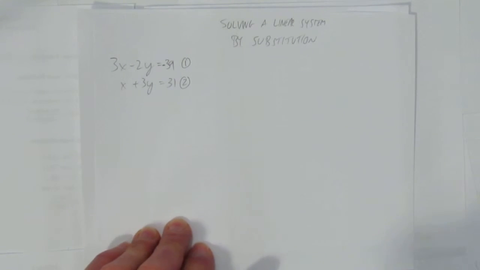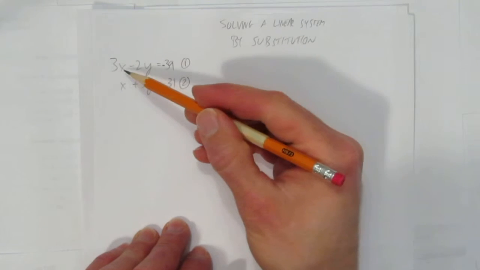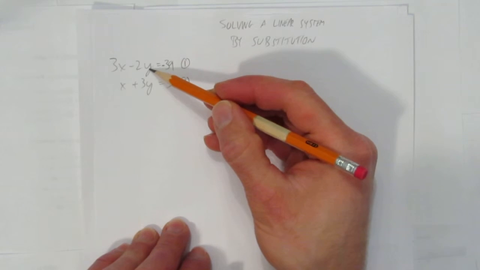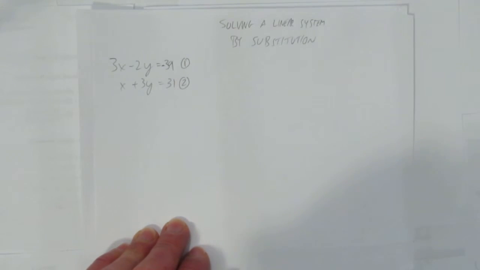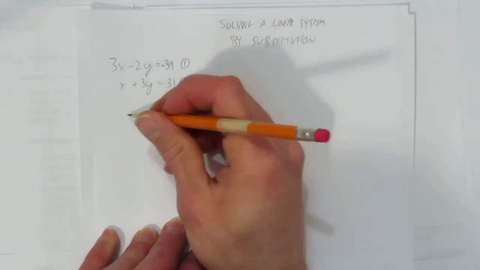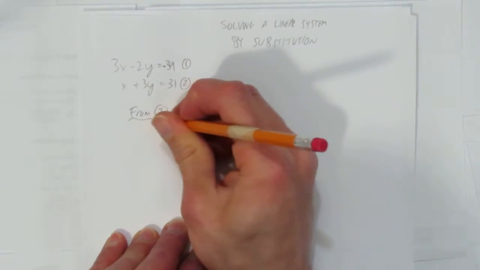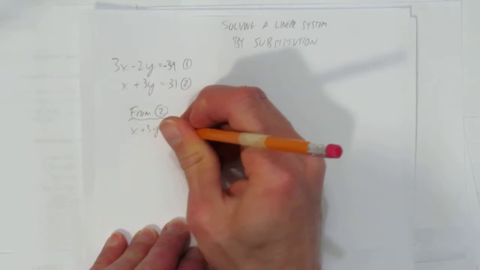In order to do substitution, you have to get a variable by itself. From any of the equations, you could get x by itself here, or x by itself here, or you could get y by itself here, or y by itself here. You have four choices. But clearly the easiest one to work with is equation 2, because the x doesn't have a coefficient. I'll start with equation 2.